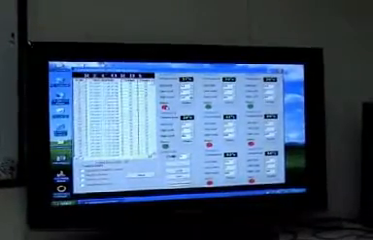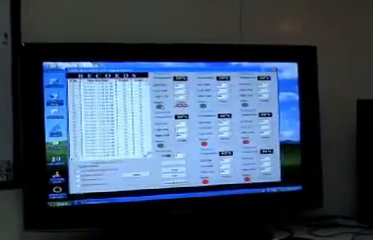So this is supervisory control and data acquisition. Data is acquired on a real-time basis, and the supervisor is able to control the plant while sitting at the PC terminal.